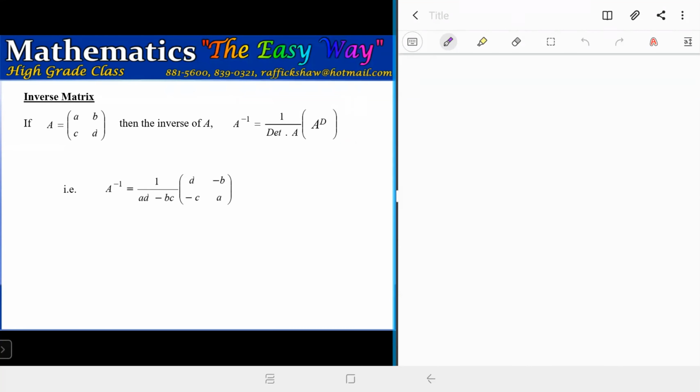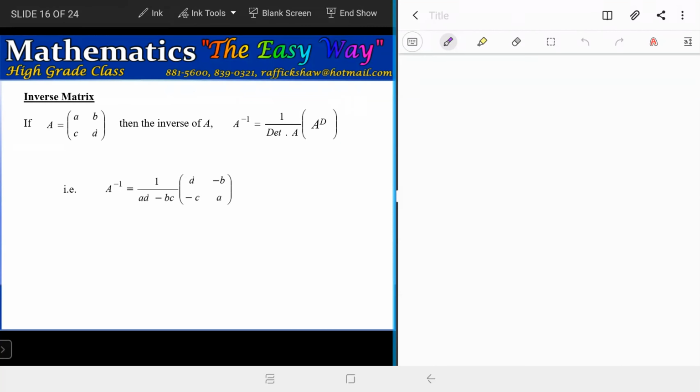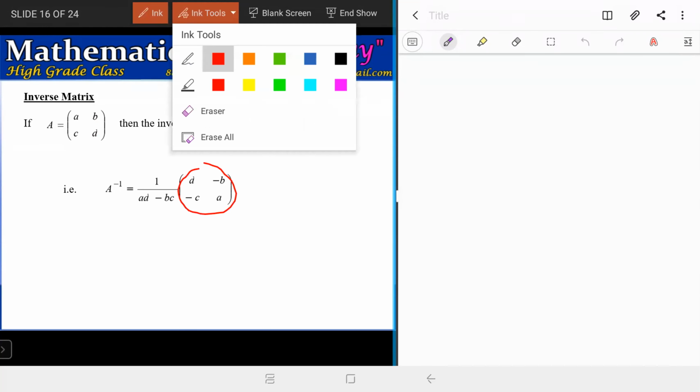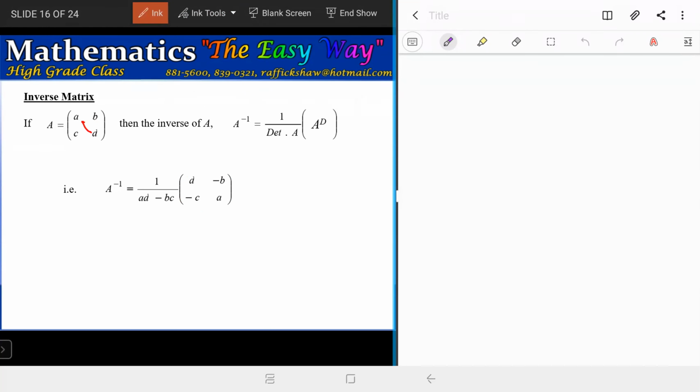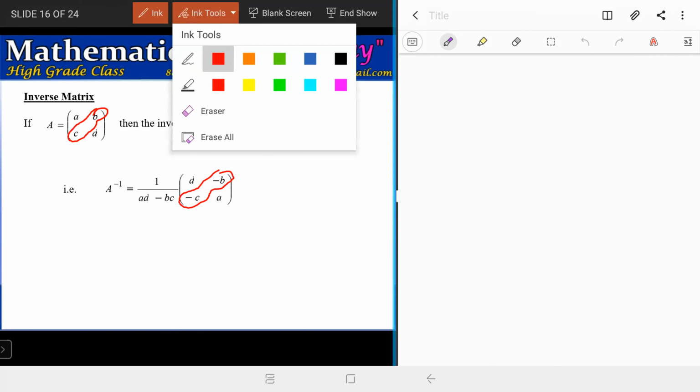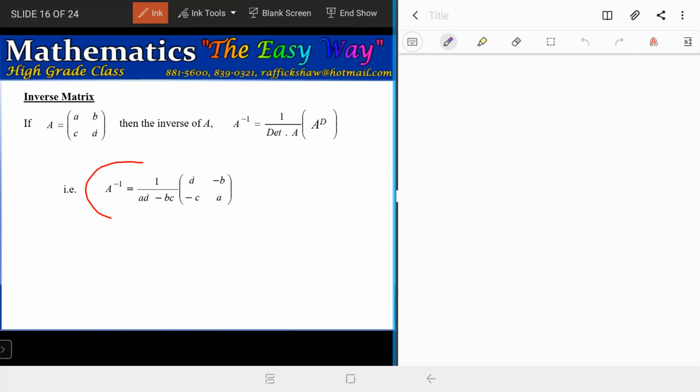So this is what it becomes. This under here will be the determinant. Remember, this product minus this product. That's the determinant. And then the adjoint right here is obtained by interchanging these two to get this, and then leaving these two where they are and just changing the sign to get that. That's how we get the adjoint matrix, simple as that. And then when you calculate this, you'll get the inverse matrix.